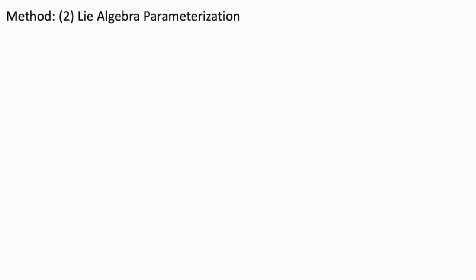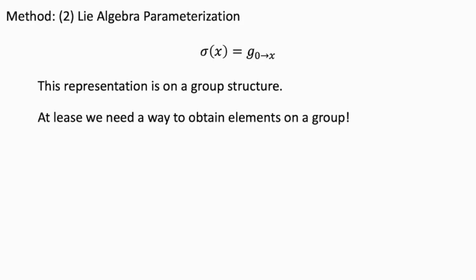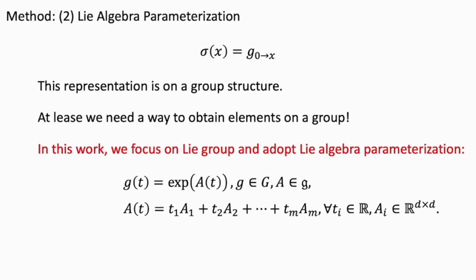As we want a representation to be a group structure, at least we need a way to obtain elements on a group. Usually, a group is a set of invertible matrices, and they cannot be directly located via general optimization method in a vector space because we cannot guarantee their invertibility. In this work, we focus on Lie groups, and we can adopt the Lie algebra parameterization to help us learn a Lie group. The parameterization is shown here.